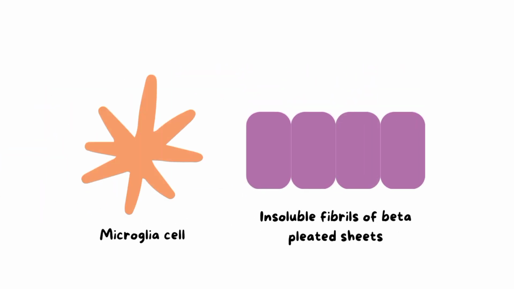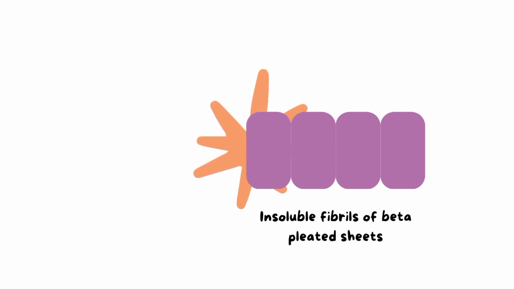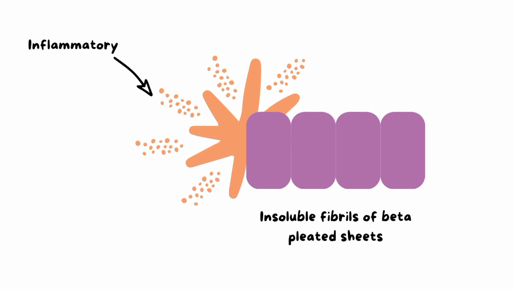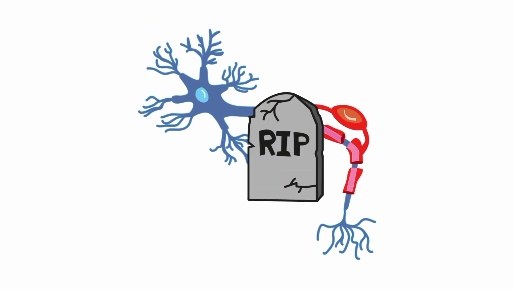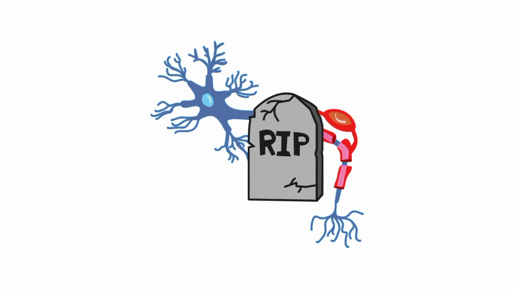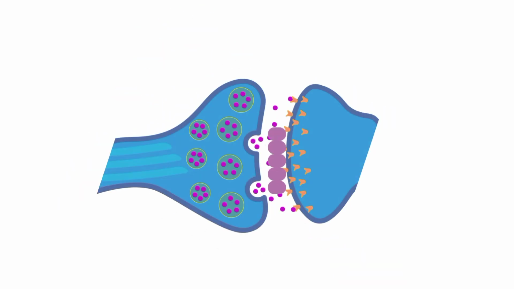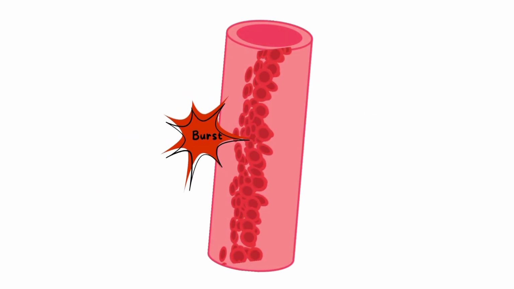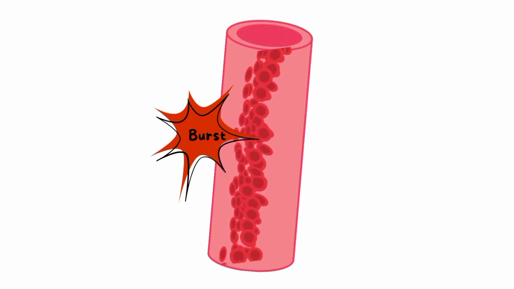Microglia cells are responsible for the elimination of protein aggregates. These cells take up some beta-pleated sheets. After this, the microglia cell gets activated and releases inflammatory cytokines. The inflammatory cytokines cause neuronal damage. It might even become a hurdle in neuronal synapse and disrupt the signaling process. It can also get deposited around blood vessels and lead them to burst.